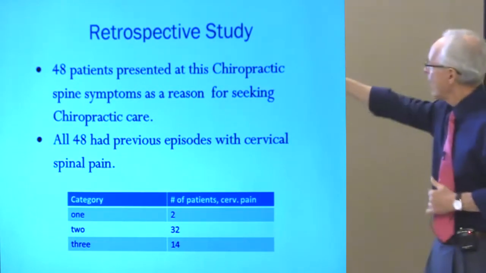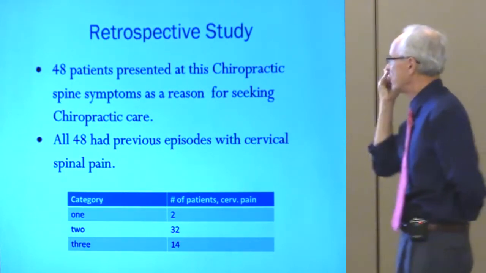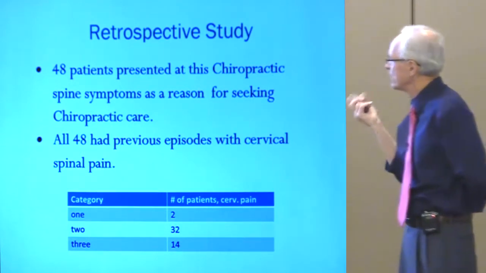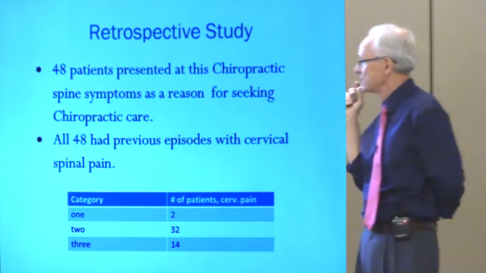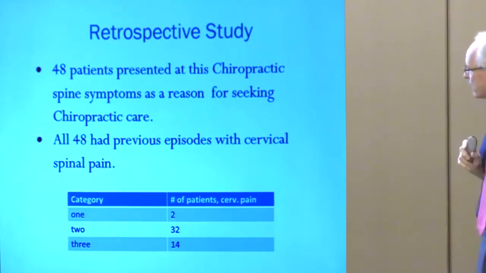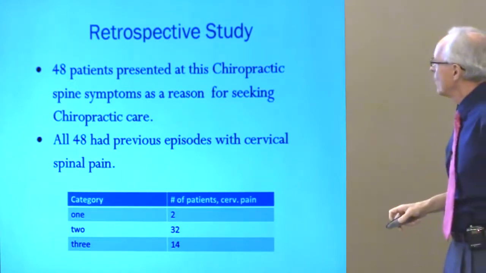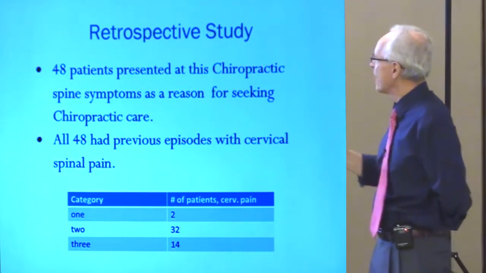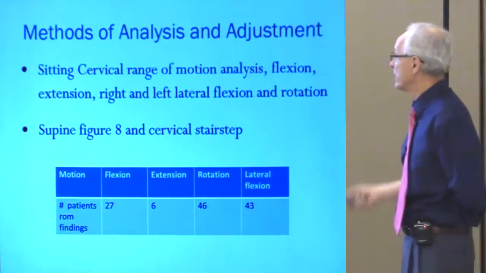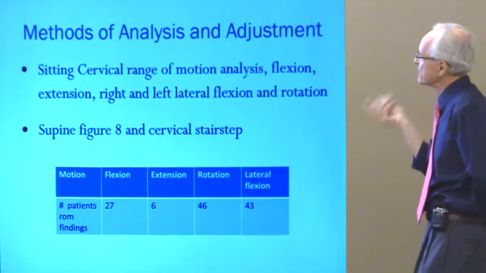So anyway, here's my category analysis. 2 is category 1, 32 is category 2, and 14 is category 3. So even though category 2 was dominant, it doesn't mean that they might not be a category 1 or a category 3. Sitting cervical range of motion analysis: flexion, extension, right.